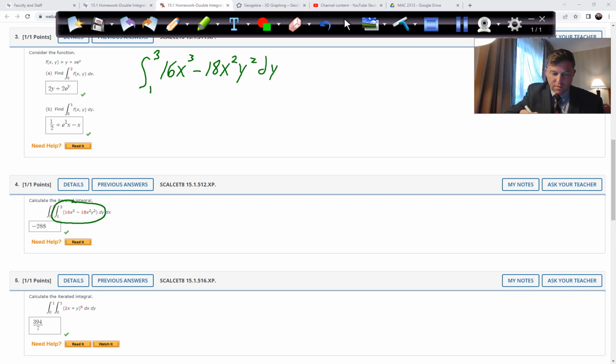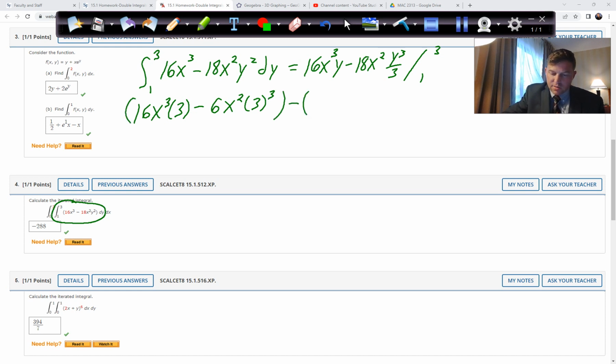So y is the variable. So this is going to give us 16x cubed y minus 18x squared y cubed over 3. And we're evaluating that whole thing from 1 to 3. And so we're going to get 16x to the third times 3 minus this 18 and 3 can be written as 6x squared, and then it's 3 to the third.